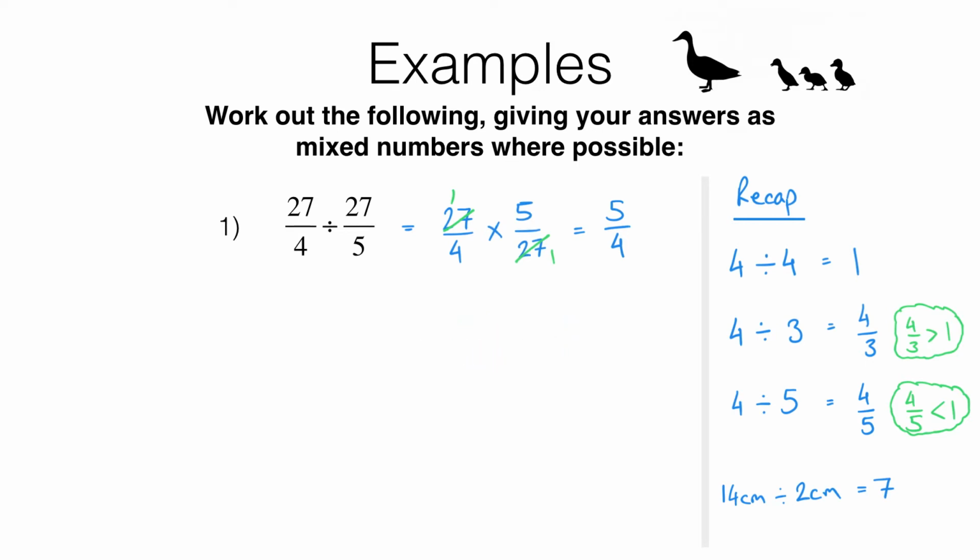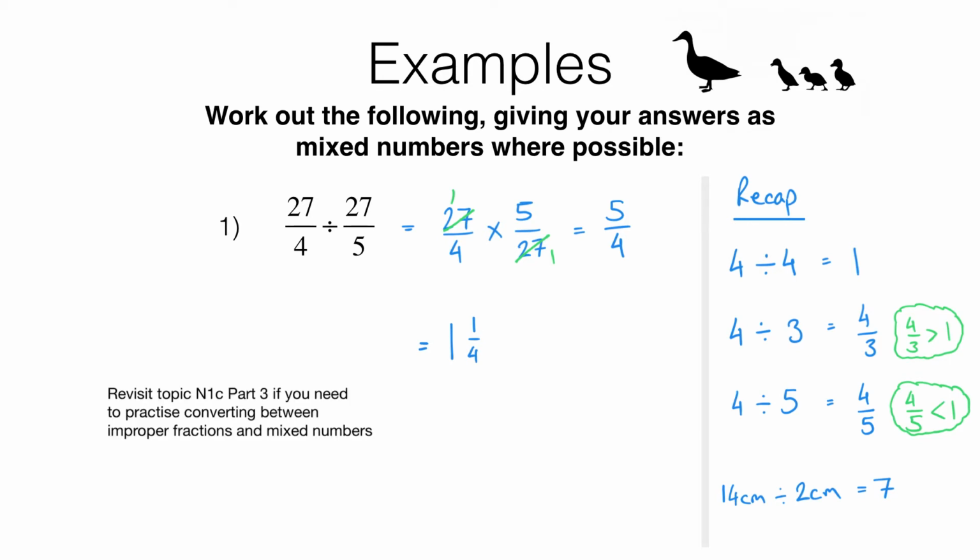We still have one more thing to do because we're being told to give our answers as mixed numbers where possible. So 5/4 I would have to write as 1 and 1/4. If you're not sure about converting between improper fractions and mixed numbers, revisit topic N1c part 3.